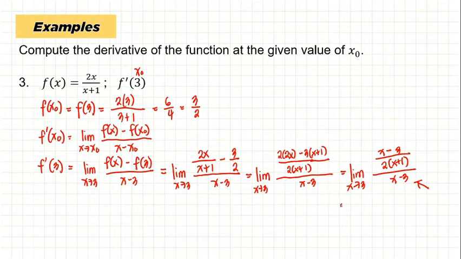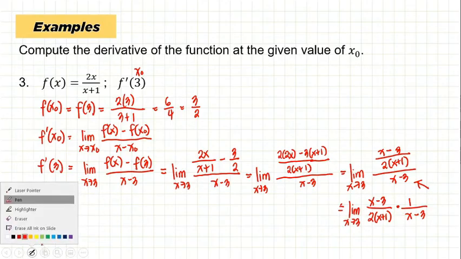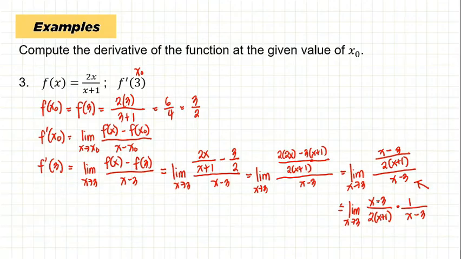So we will have the limit of, copy the numerator, x minus 3 all over 2 times the quantity x plus 1. Change the operation to multiplication and take the reciprocal, and that is x minus 3 as x approaches 3. So as you can see, x minus 3 will be canceled out. So the common factor is x minus 3. Now we will have what follows it.